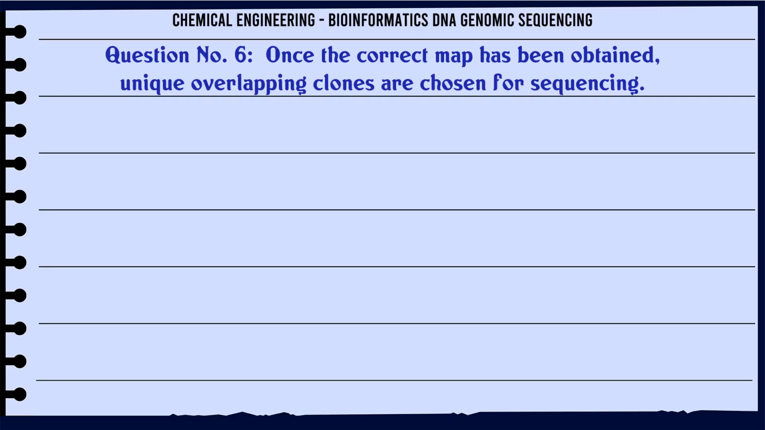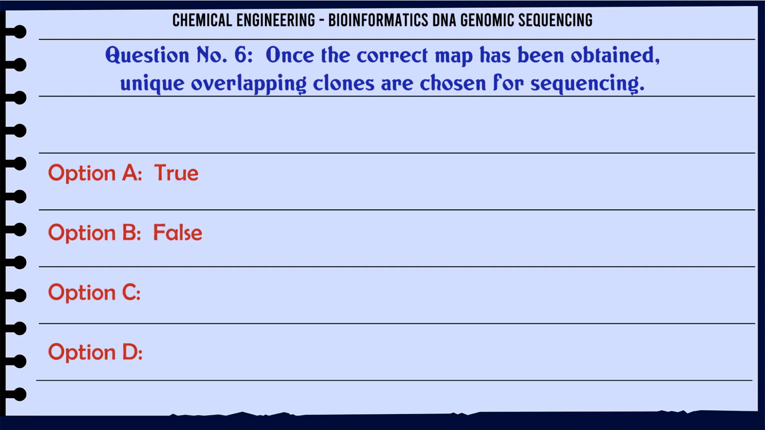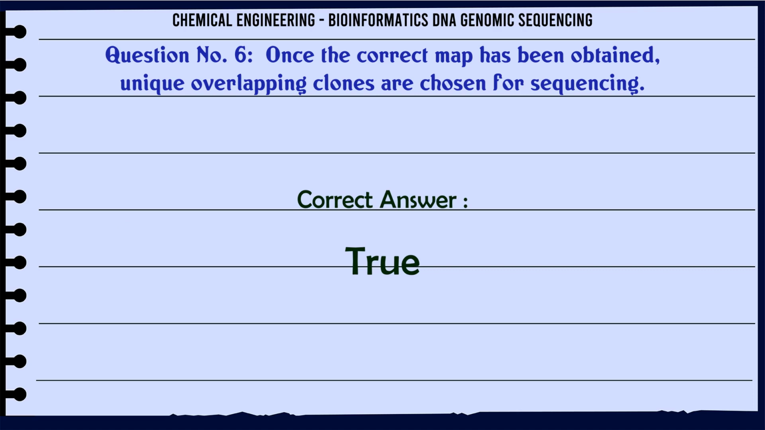Once the correct map has been obtained, unique overlapping clones are chosen for sequencing. A. True, B. False. The correct answer is true.